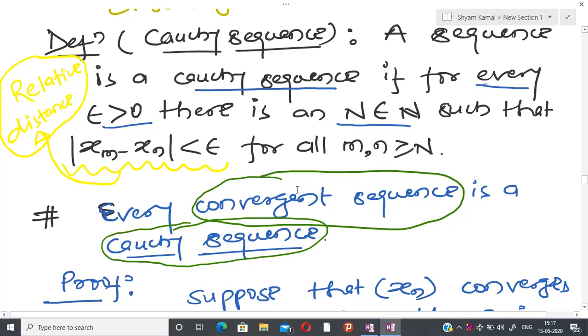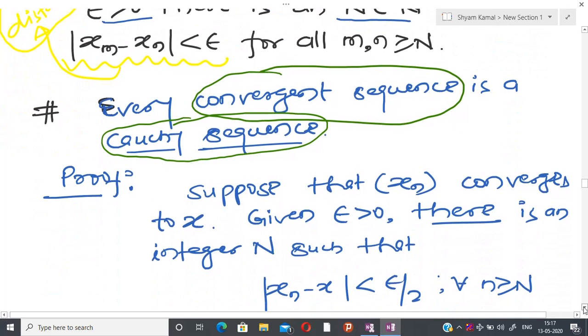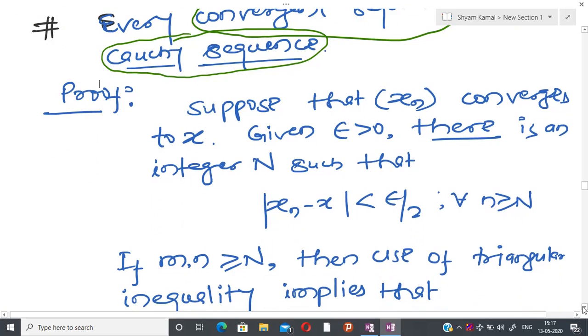and a Cauchy sequence means we are seeing the relative distance of two terms of the sequence. So it is possible to show that if some sequence is a convergent sequence, then it is also a Cauchy sequence, and it is pretty easy to prove this. Initially, in this proof I am assuming that xn converges to x, because I have a convergent sequence, so I know the limit.